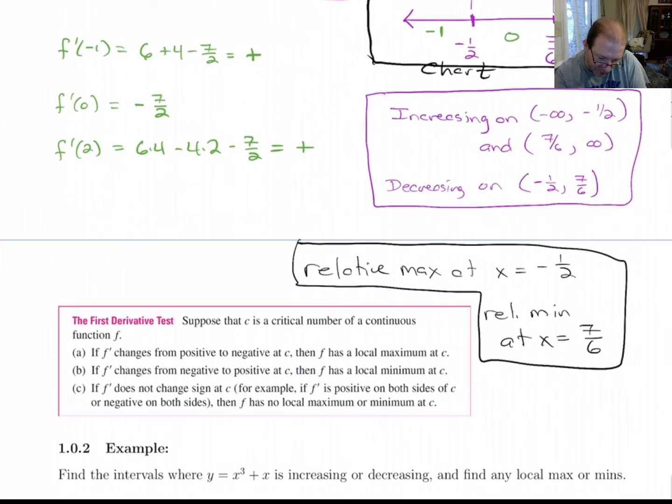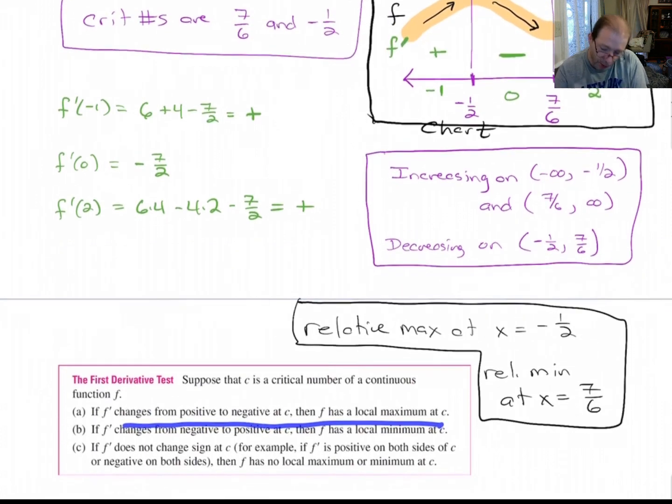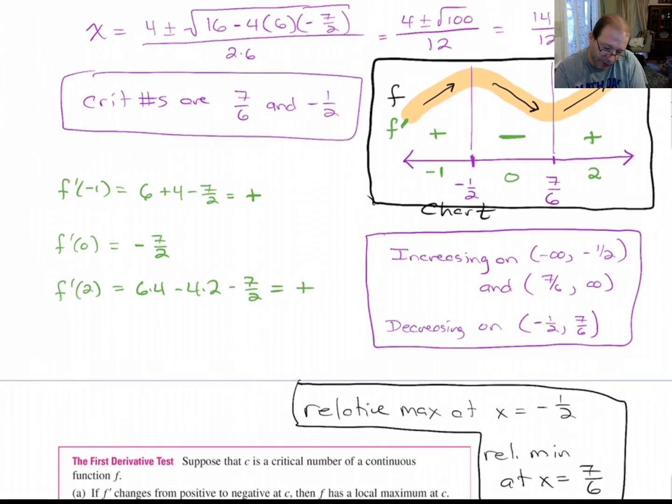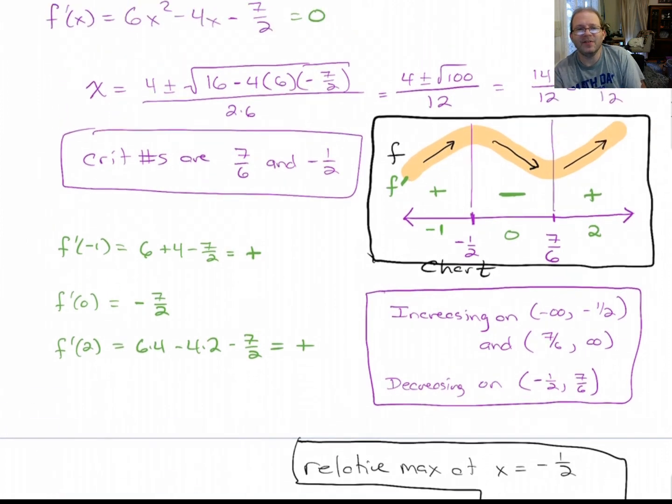Notice it says if the derivative changes from positive to negative, then it has a local maximum. And that's what's going on here. The derivative changes from positive to negative, and you've got a max. But I don't really think about changes from positive to negative. I don't memorize that stuff. I just draw in a nice curve here with these arrows, and that tells me what's going on with the function.